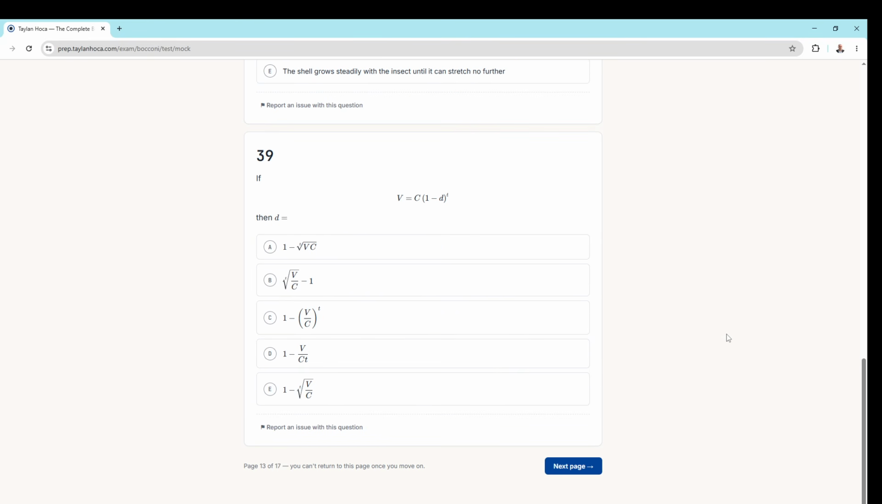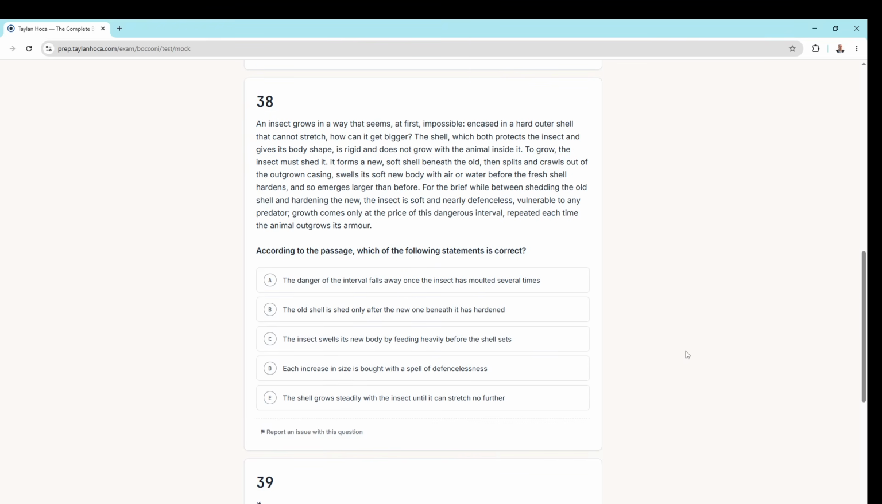All right. So the expression: v is c times 1 minus d to the power t. Then v over c is 1 minus d to the power t. Take the t-th root: the t-th root of v over c is 1 minus d. Hence d is 1 minus the t-th root of v over c. All right. Don't think that these questions are complicated. Just do the algebra.